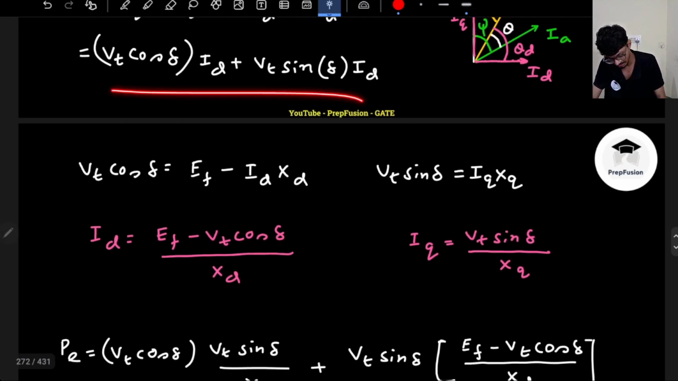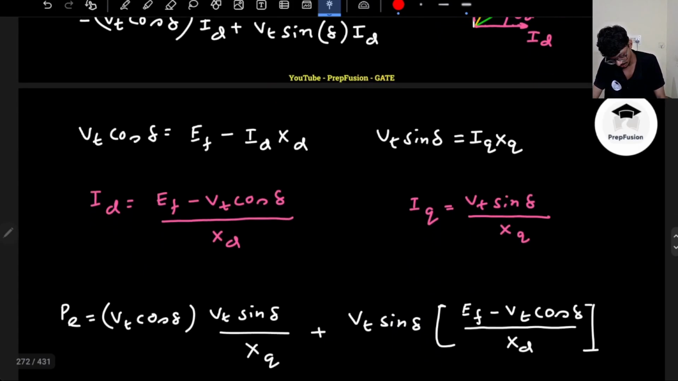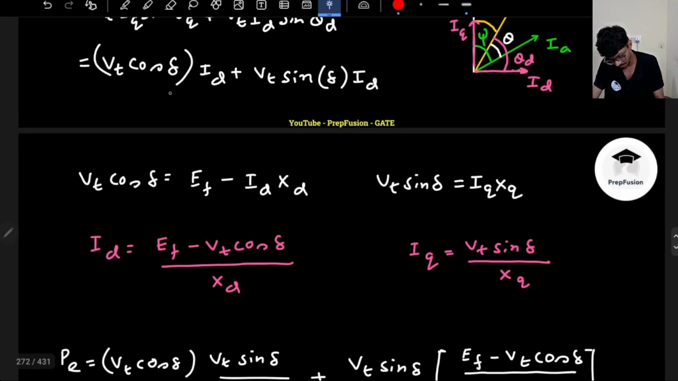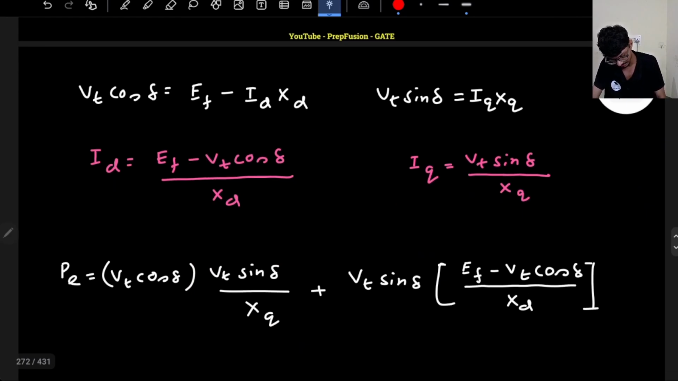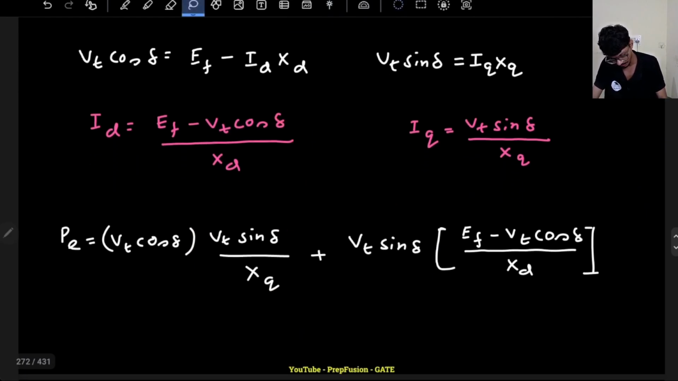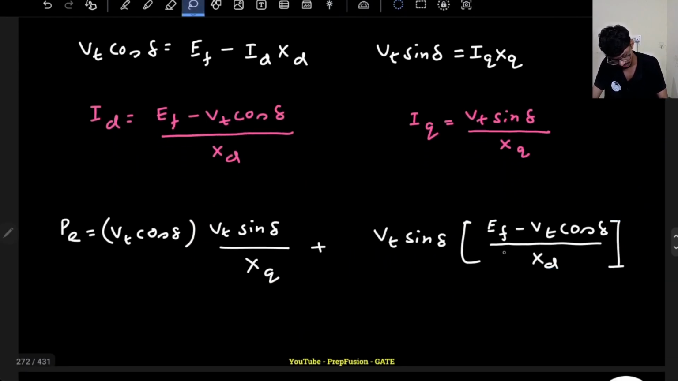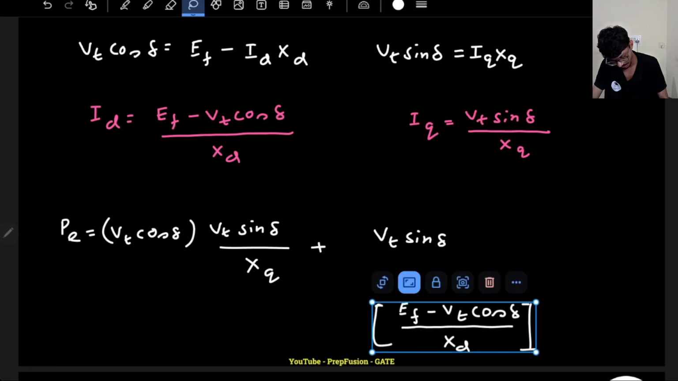So I will just replace it in this equation. This will become VT cos delta into ID. This time it will not be IQ anymore, this will be ID. So ID will come here and IQ will come there. That is very easy. That's it.